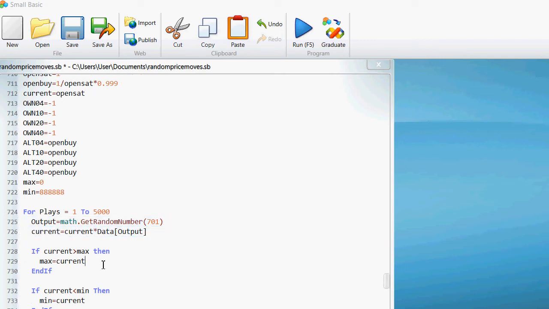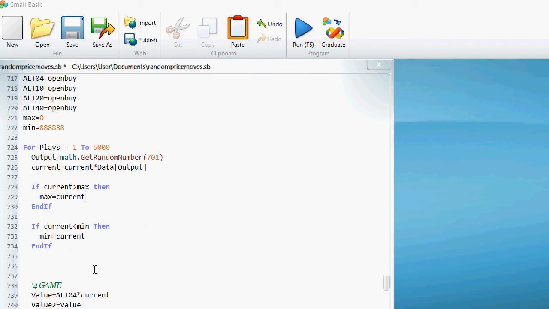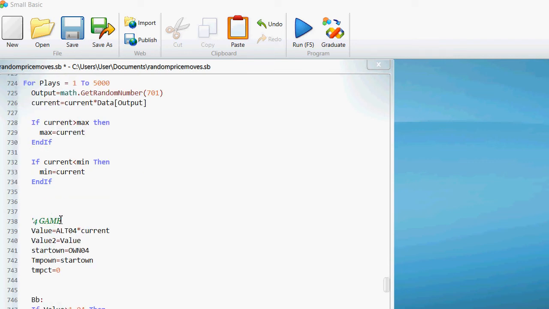Now I'm going to check to see if there's a new high or new low. If current is greater than max, then max equals current. And if current is less than min, then min equals current. So that does the min and max. That's all I need for that. This here, when you do the single quote in Small Basic, that's just like REM, just to help you know, just for the viewer seeing.